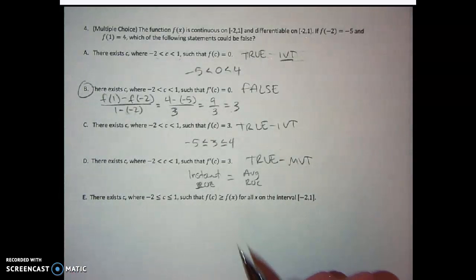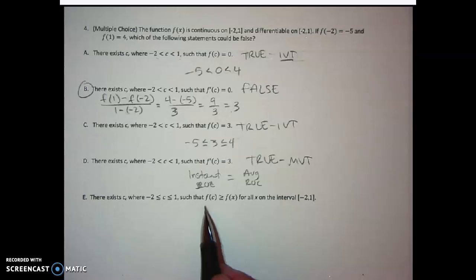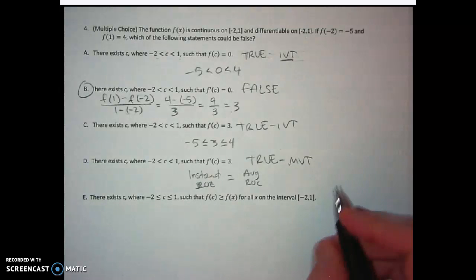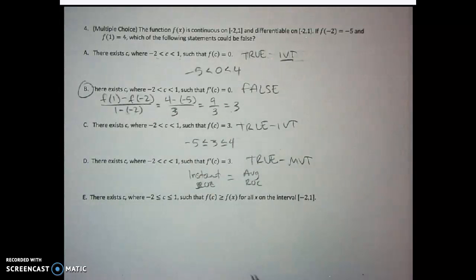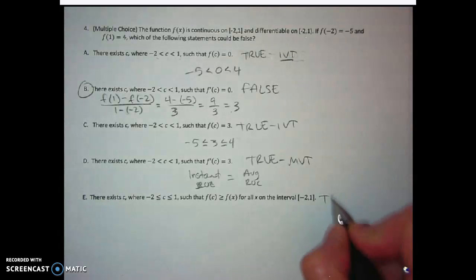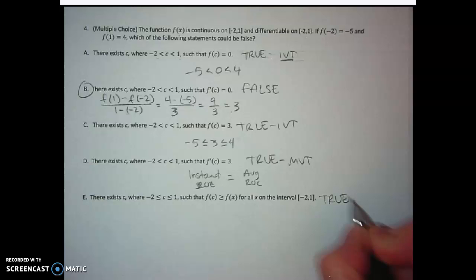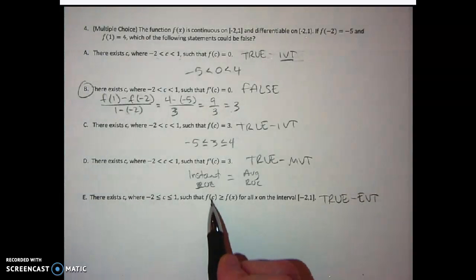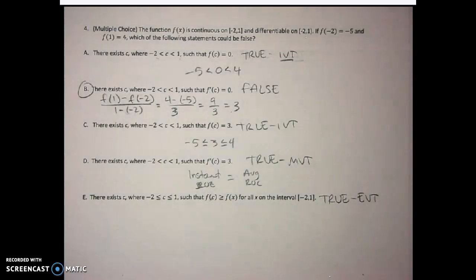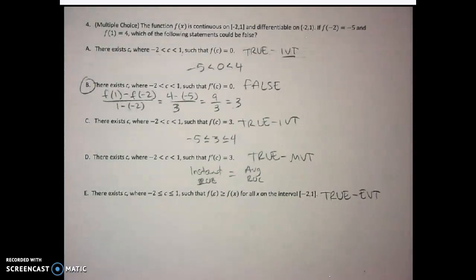And then finally, E: there exists a c again in that interval such that f of c is greater than f of x for all x in that interval. Again, this is true because the directions tell us that the function is continuous. So by the extreme value theorem, since the function is continuous, there has to be a maximum. So there has to be a value f of c that's bigger than all the rest of them. If there's any questions on this, please make sure you come to class and ask them.